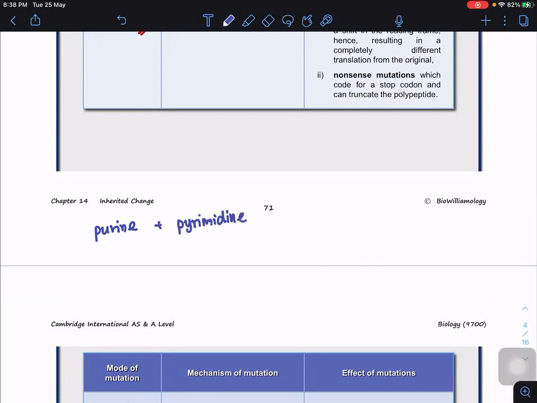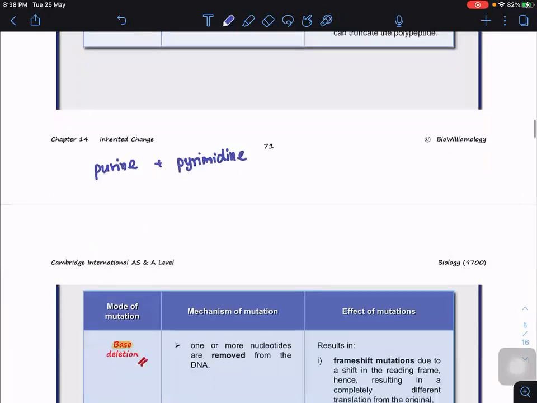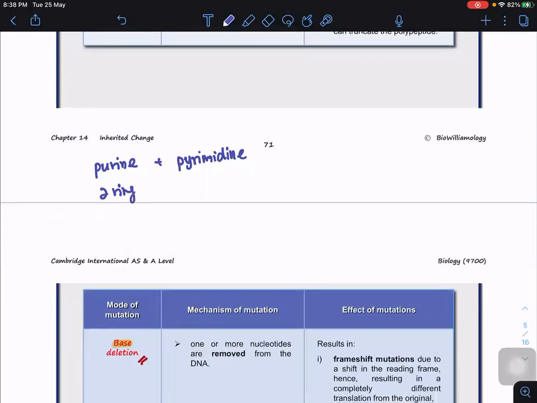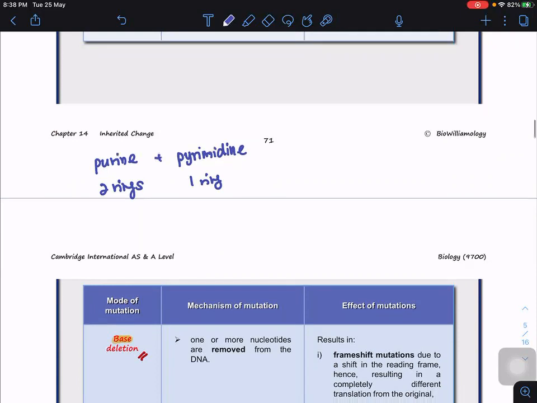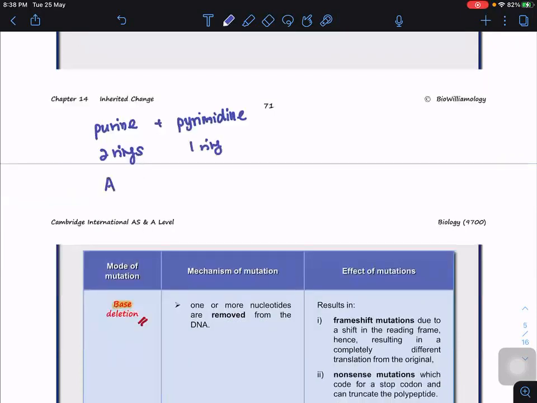Purines actually have 2 rings, so they are larger. Pyrimidines have only 1 ring structure, so they are smaller. So always 2 with 1, 2 with 1. That is the principle of base pairing. Under purines, we have A and G. Pyrimidines, in terms of DNA, we have T and C. Are you clear? Okay.